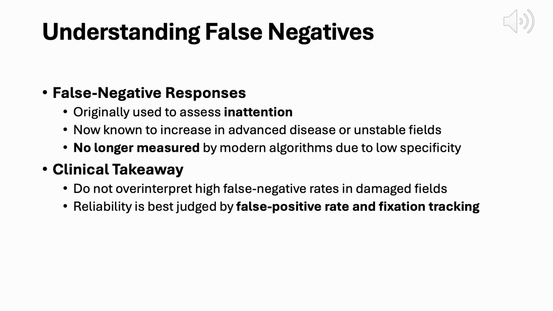But we now know that these rates often increase in patients with advanced visual field loss or those with highly variable, unstable fields. Because of their poor specificity, modern perimetry algorithms have actually stopped reporting false negative rates altogether. So what's the clinical takeaway? Don't overreact to high false negative rates, especially in patients with severe damage. Instead, focus on the false positive rate and fixation tracking, which give a much clearer picture of test reliability.